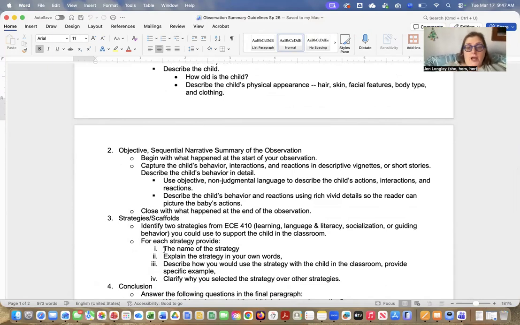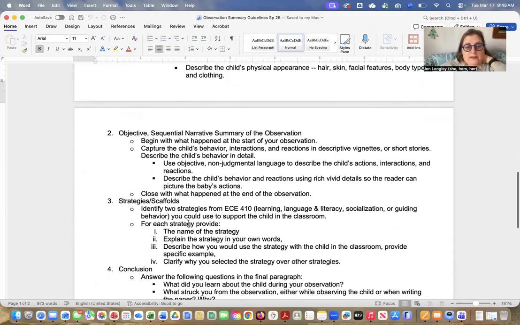UDL, learning strategies, language and literacy strategies, socialization strategies, guiding behavior. We're going to get into those in future weeks, so we will cover them. MTSS, you can use that. How would you use that with the child?